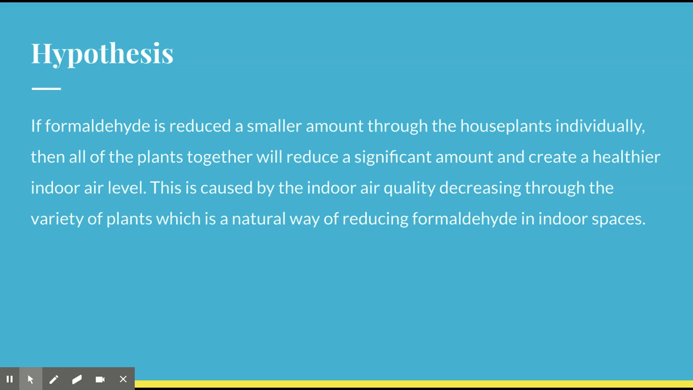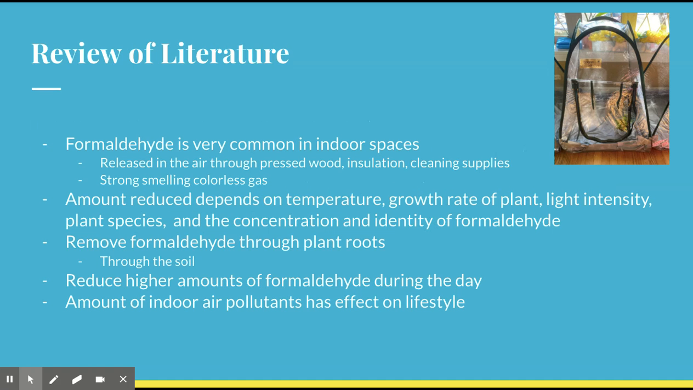Hypothesis. If formaldehyde is reduced a smaller amount through the houseplants individually, then all of the plants together will reduce a significant amount and create a healthier indoor air level. This is caused by the indoor air quality decreasing through the variety of plants, which is a natural way of reducing formaldehyde in indoor spaces.